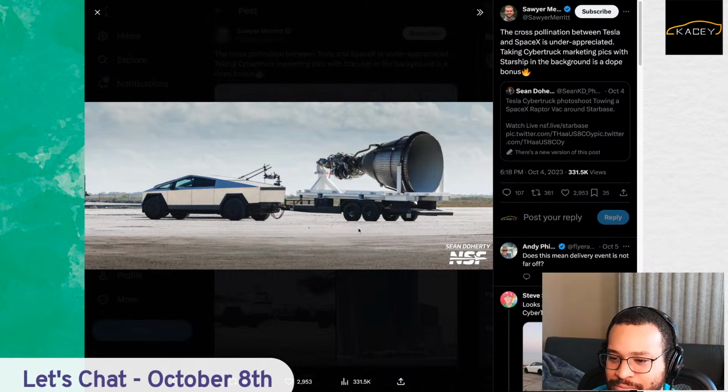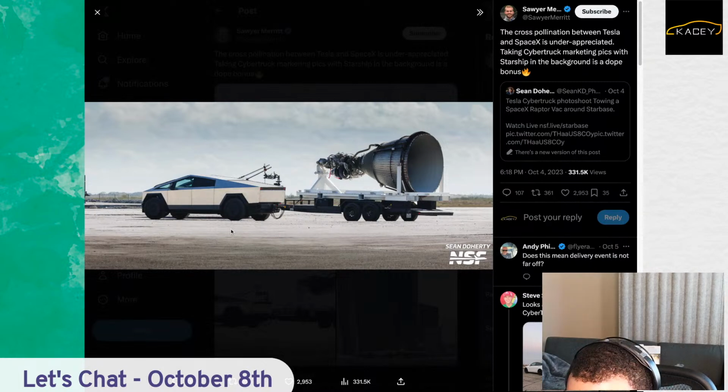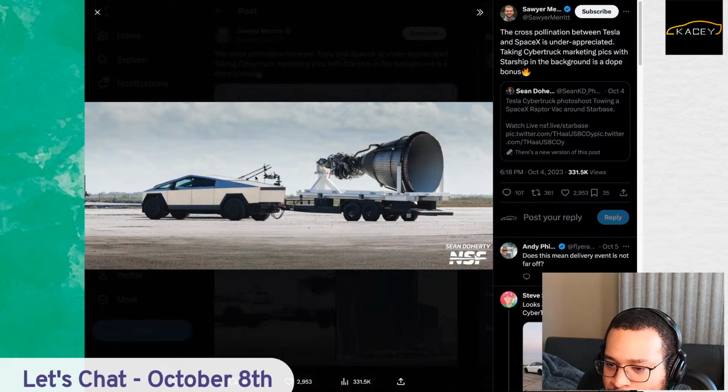So NSF took this picture, and we see, I don't think that's coming from the Cybertruck, is it? It looks like the Model X is in the background there. There's a Model X with the camera kit elsewhere, maybe in the same shot, because the Model X is smaller than the Cybertruck.